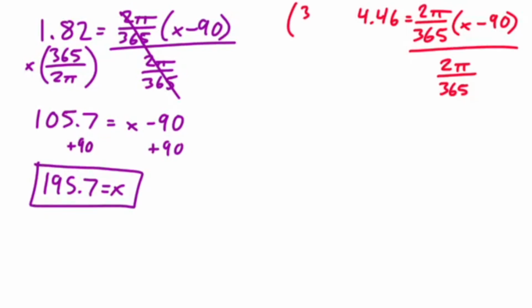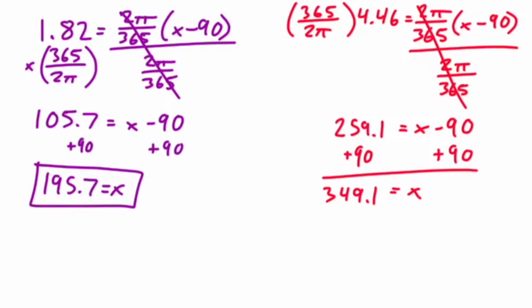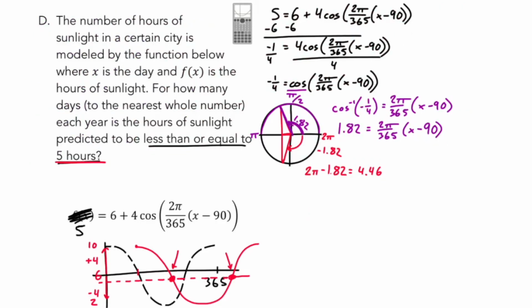And then if I just speed through the same work for the second equation, I'm assuming if you're watching this video, you know how to add and subtract and multiply and divide. We get 349.1. So there's our second day that we're interested in. If we just subtract those two numbers, that'll tell us how many days the number of hours of sunlight was less than 5. The other thing I wanted to point out, and this is why I really think it's important to get a visual before you dive into a problem, is right away we recognized that the second answer was going to be something more than 365 days.